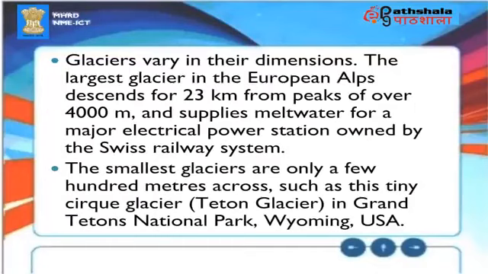Glaciers vary in their dimensions. The largest glacier in the European Alps descends for 23 kilometers from peaks of over 4,000 meters and supplies meltwater for a major electrical power station owned by the Swiss railway system. The smallest glaciers are only a few hundred meters across, such as this tiny cirque glacier, Teton Glacier in Grand Teton National Park, Wyoming, USA.